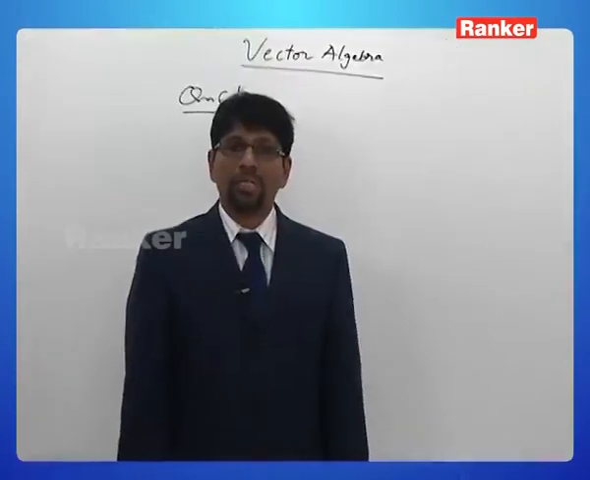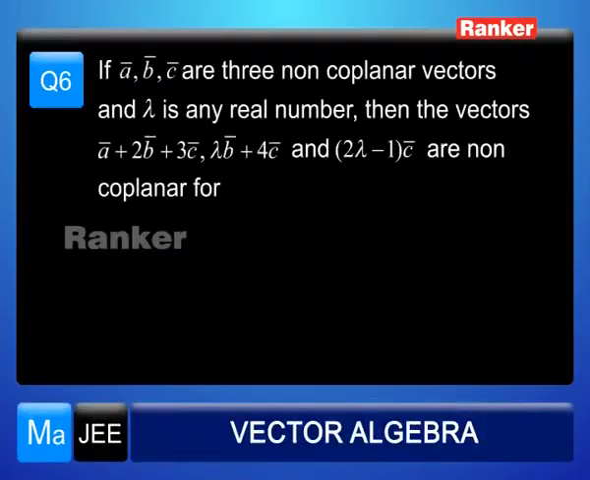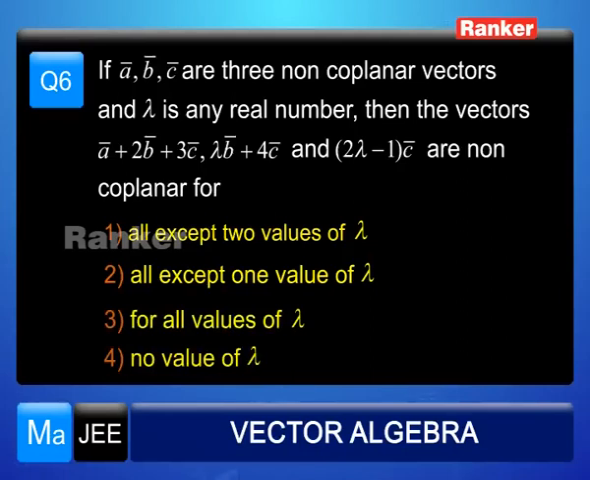If a bar, b bar, c bar are three non-coplanar vectors and lambda is any real number, then the vectors a bar plus 2b bar plus 3c bar, lambda b bar plus 4c bar, and (2 lambda minus 1) into c bar are non-coplanar for: option 1, all except two values of lambda; option 2, all except one value of lambda; third option, for all values of lambda; and fourth option, no value of lambda.